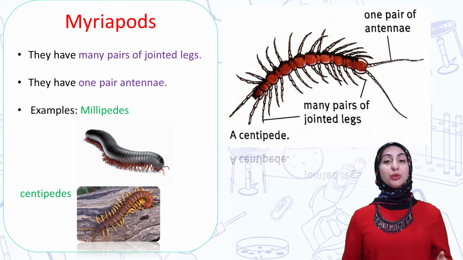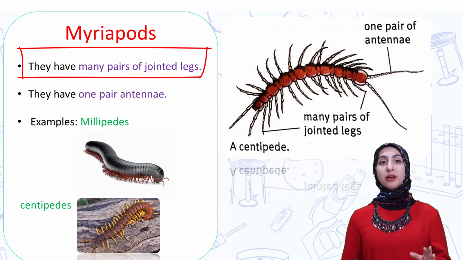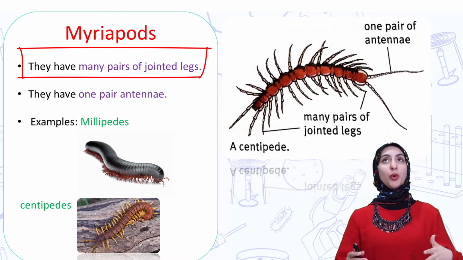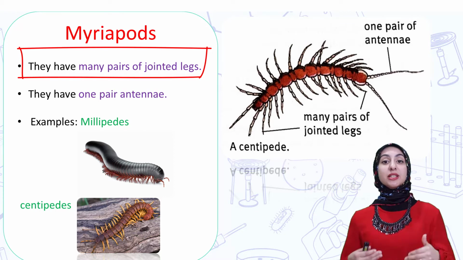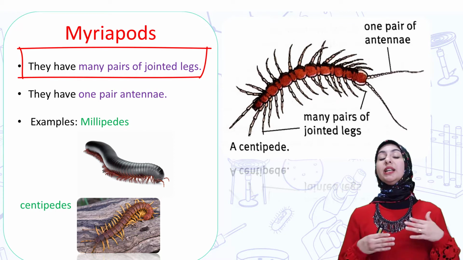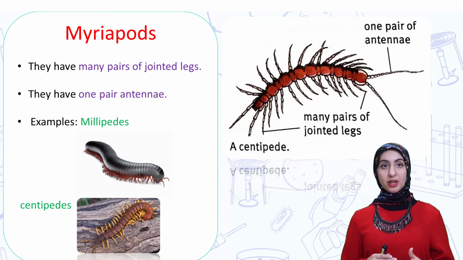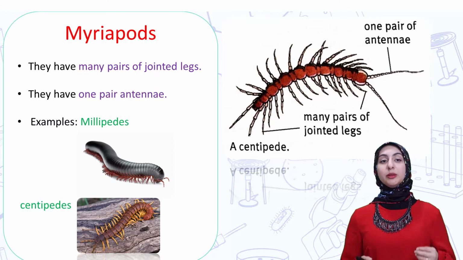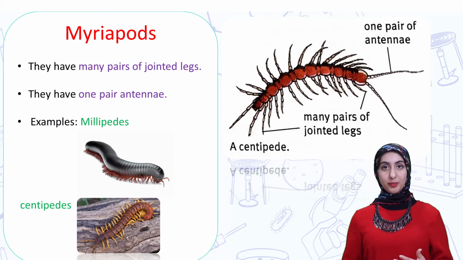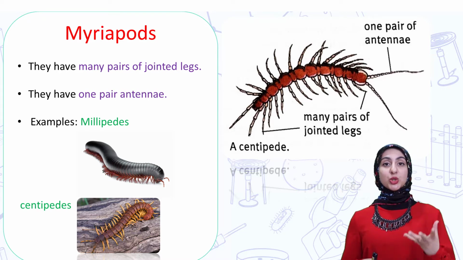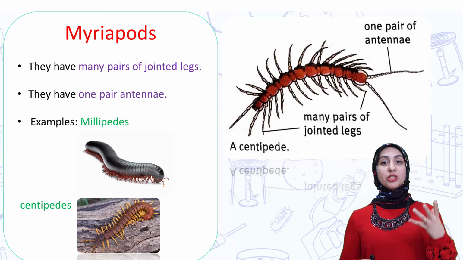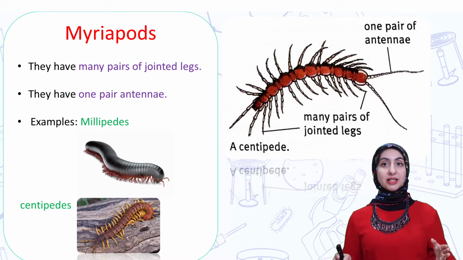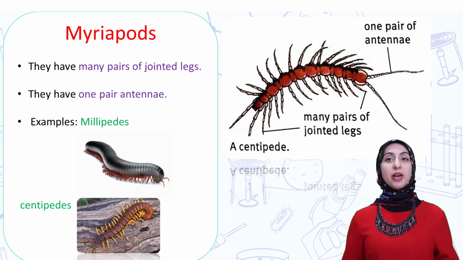The fourth and last group of arthropods is myriapods. Myriapods have many pairs of jointed legs, which is more than 4 or more than 6. You will find too many legs on each side. Number 2, they have one pair of antennae. For example, millipedes and centipedes. As we can see here in this diagram, this describes the centipede, which has many pairs of jointed legs, and also one pair of antennae.